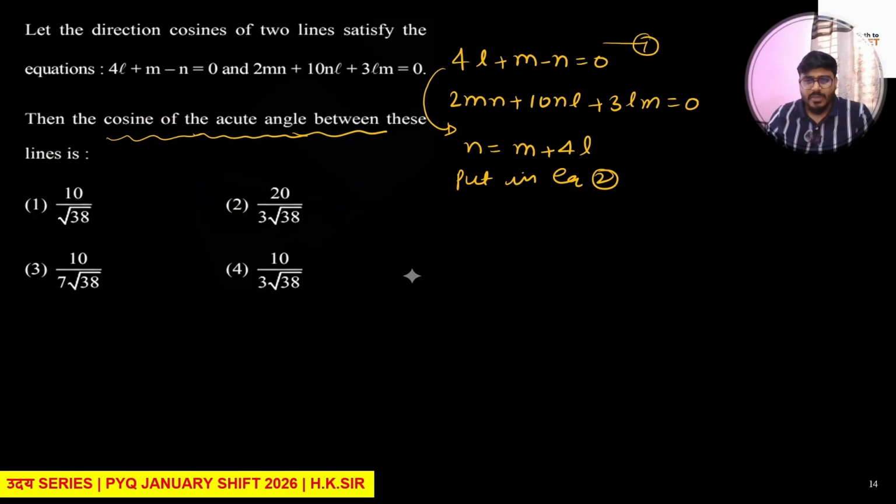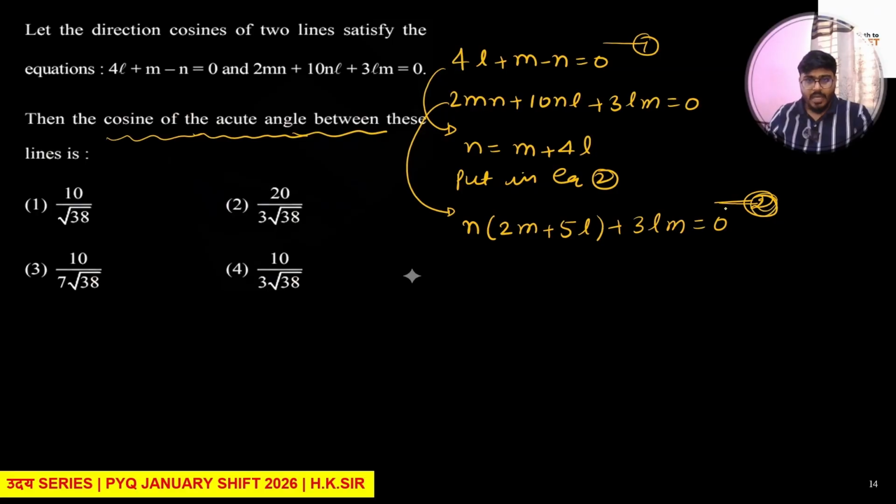So equation number 2 you can write in this format. Do one thing, don't take 2 common, take n common from here. There will be 2m plus 5l plus 3lm equal to 0. This is equation number 2. Now we put the value in it, n is m plus 4l. This is not 5l, it is 10l. So this is 2m plus 10l plus 3lm equal to 0.